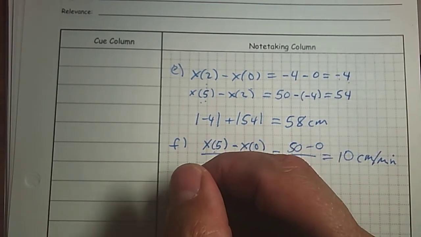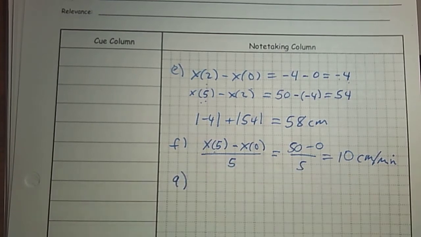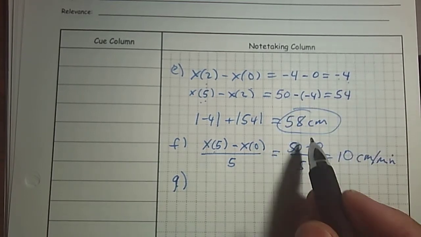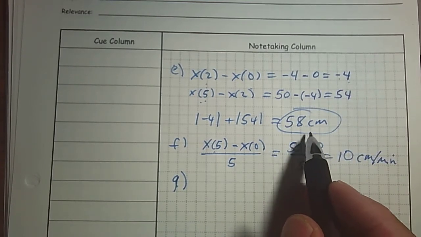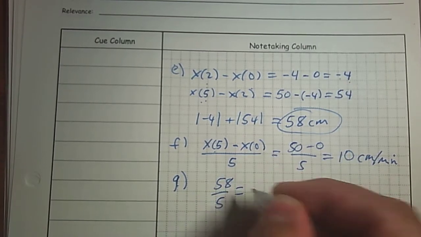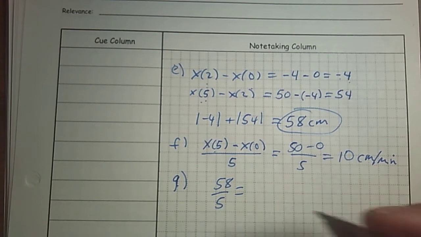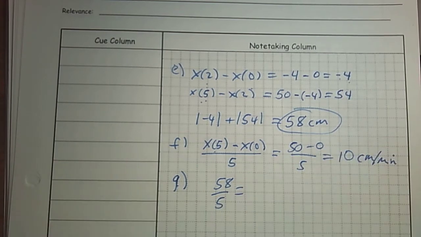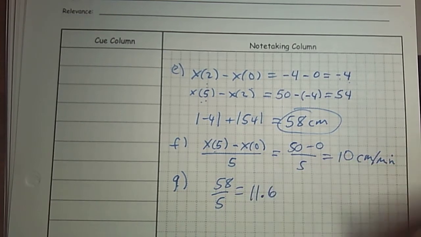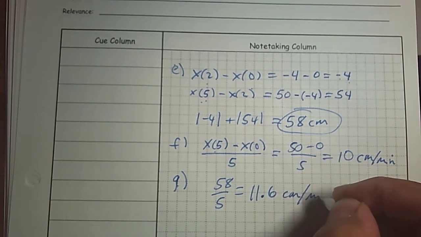For g, it asks for the average speed from 0 to 5. Now, for the average speed, we need to take the displacement. So we found that up here. So for the average speed, we're going to take 58. So it's 58 divided by 5. And when I do that, I don't even need to simplify it down. If you did simplify it down, 58 divided by 5, 10 point something, or 11 point something, I should say, 11.6, and that's centimeters per minute.